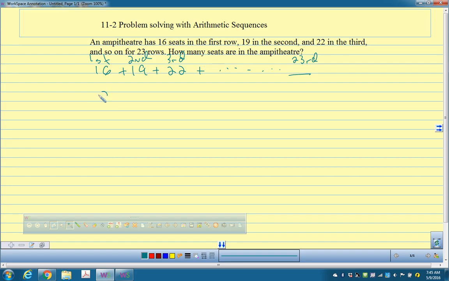What's a sub 1? 16. What's d? 3. Okay, so this should not be very difficult. a sub n is equal to 16 plus n minus 1 times 3, right? So now what I have to do is figure out what number goes here in the 23rd row. How do I do that?